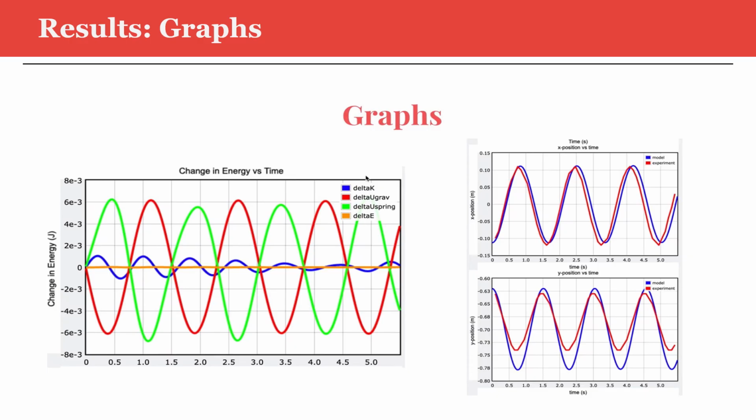The position graphs compared predicted versus observed in both x and y, and they are very, very similar. The one difference is that the observed data slows down over time due to drag, while the model keeps a perfect constant period since there is no drag in the simulation.